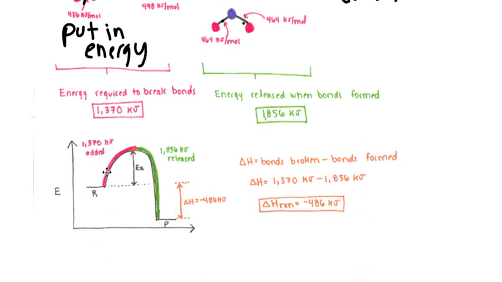You can graphically look at that. So here's the activation energy, here's the energy released, and since this extra amount of energy exists, there's this negative 486 kilojoules. This thing is exothermic from that bond forming.